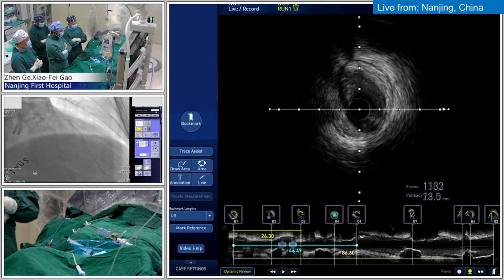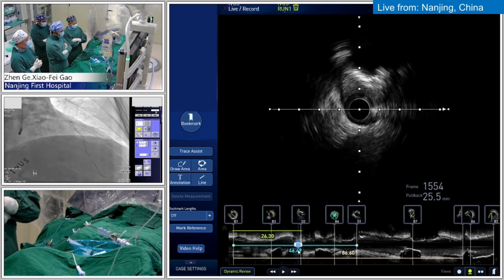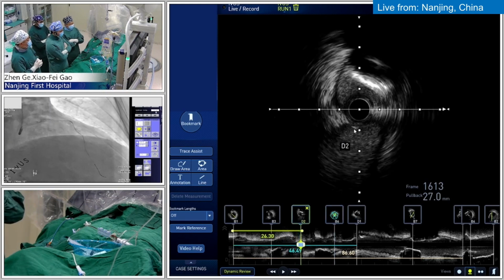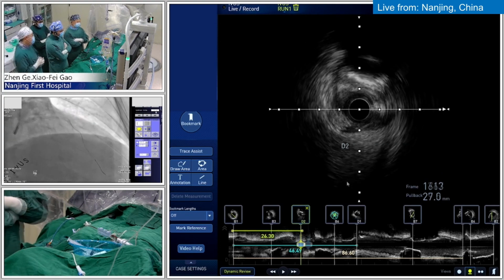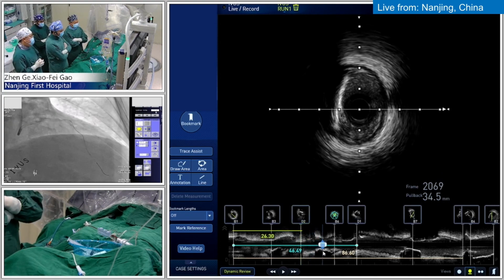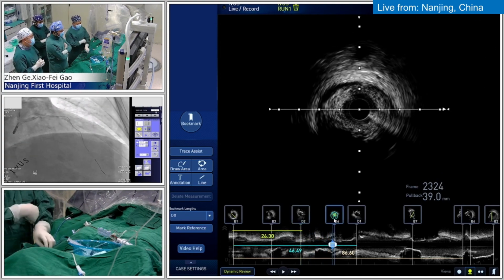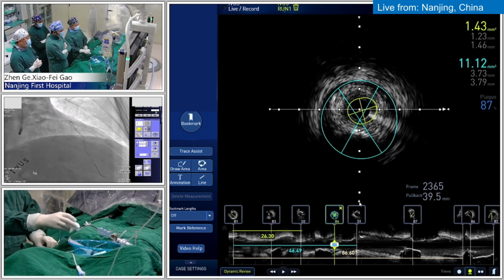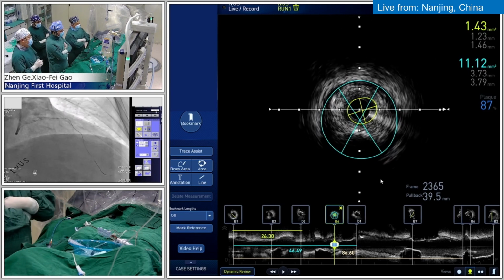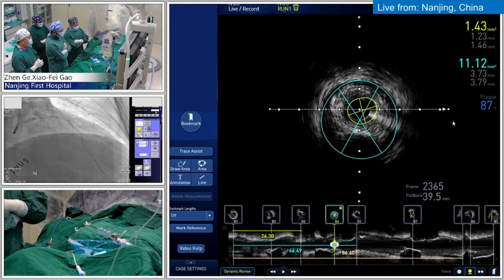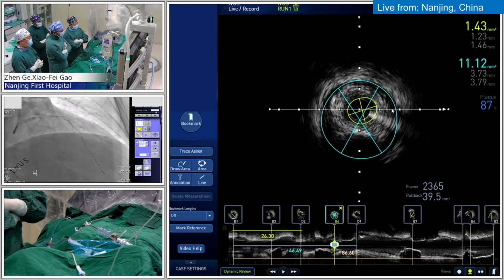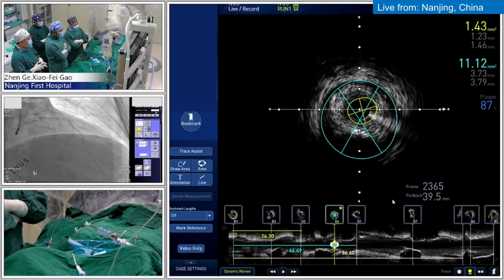Then going on pullback, here we can see the LAD and the diagonal bifurcation. Here, this is the second diagonal, and we can see the second diagonal vessel is normal. Then going on pullback, this is the middle LAD. In the middle LAD, this point is the minimal lumen area. The area is just 1.4 square millimeter, and the plaque burden is more than 87%. Here in the middle LAD, the vessel diameter is about 3.7 millimeter.